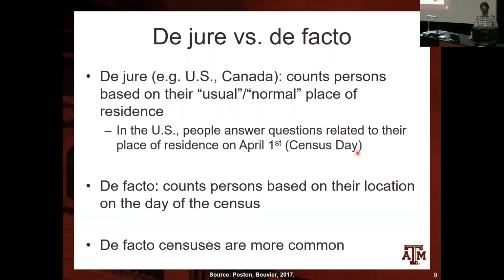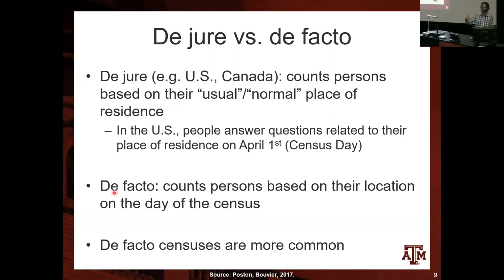The de facto census counts persons based on their location on the day of the census. It doesn't matter if I'm at a conference on April 1st. If that day I was at a conference, I have to say that I was in that city. It doesn't matter if I'm a student here at College Station and I was out just visiting my parents temporarily. If I was visiting my parents on April 1st and the US Census followed this de facto system, then the person would answer that he or she lived in the city where the parents live.